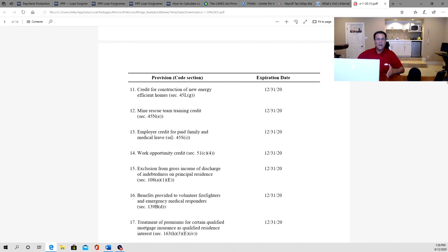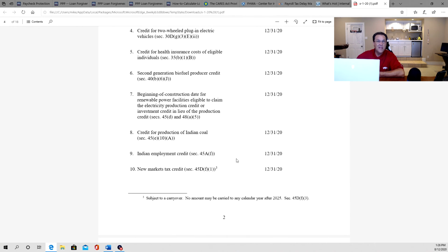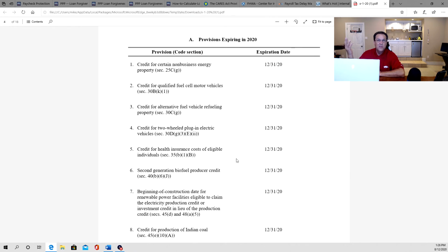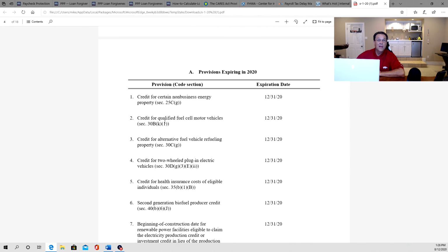That had to do with the FFCR, one of the first before the CARES Act, one of the programs issued by the government. And that provision is expiring 12/31/20. Okay, you can see all of the two-wheel plug-in electric, alternative fuel vehicle refueling property. Look, all of these credits. So one, you may not even know these credits were available out there. Two, if they're expiring, you sure better make sure if it impacts you somehow, some way.